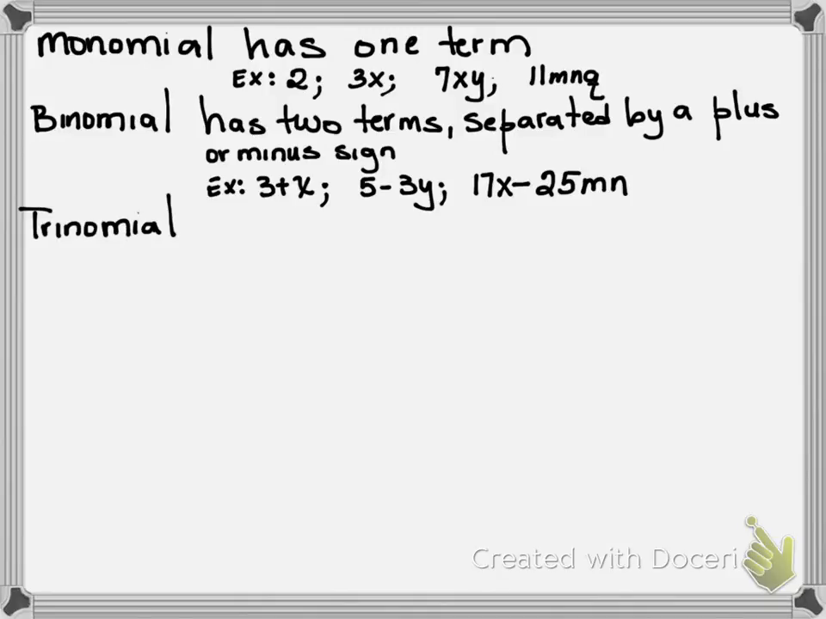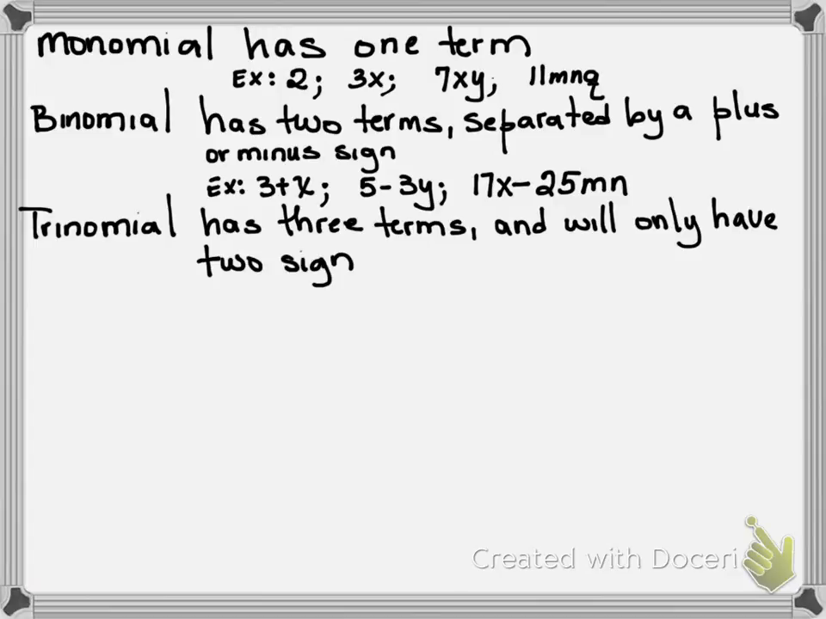A trinomial has three terms, of course, and it will have two signs that separate the terms. The two signs that separate the terms, people. Now, be mindful, there might be a negative coefficient, but it will not be separating the terms.